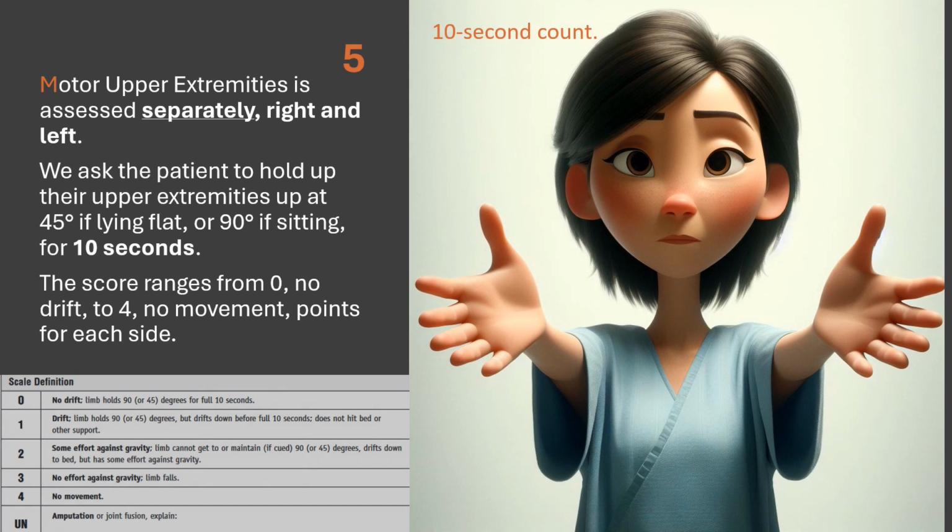Motor upper extremities is assessed separately, right and left. We ask the patient to hold up their upper extremities at 45 degrees if lying flat, or 90 degrees if sitting, for 10 seconds. The score ranges from 0, no drift, to 4, no movement, for each side.